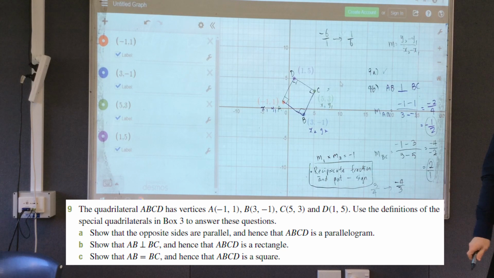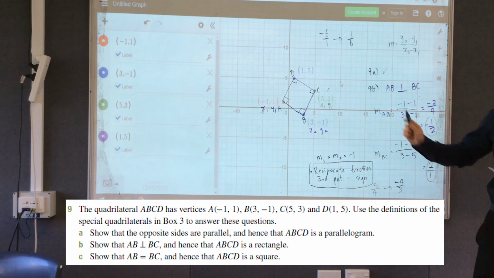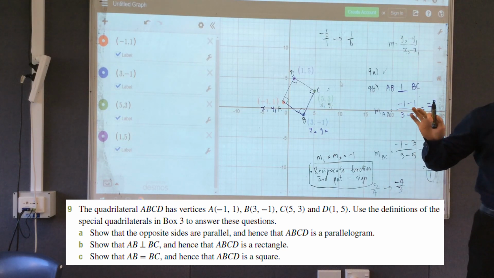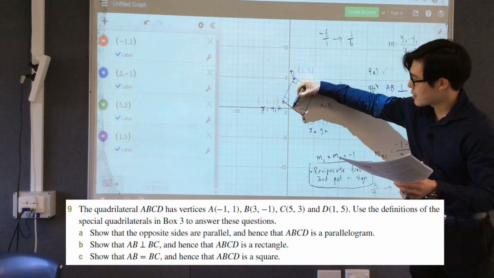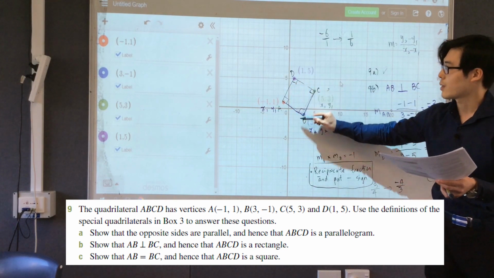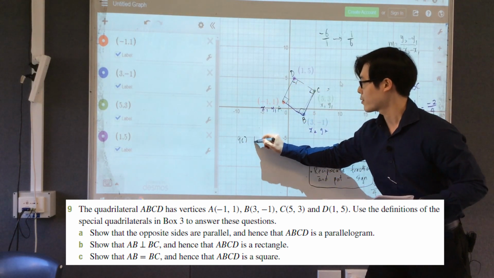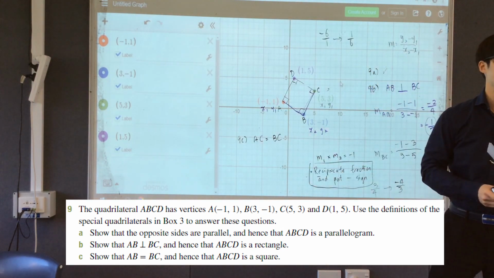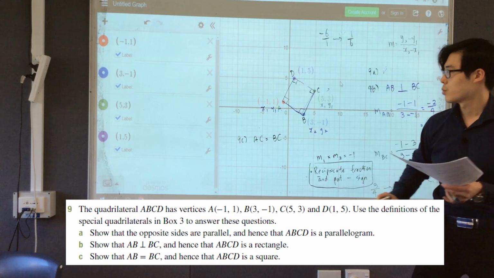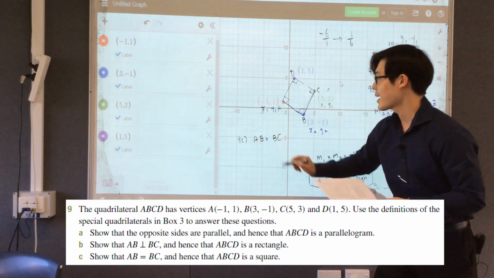Yeah? You guys with me so far? In this case, just for that. That's enough. Okay? 9C. Show that, you guys reading with me? Show that AB, this line, is equal to BC. What does that mean? It says to prove AB equals BC. How do we prove that?